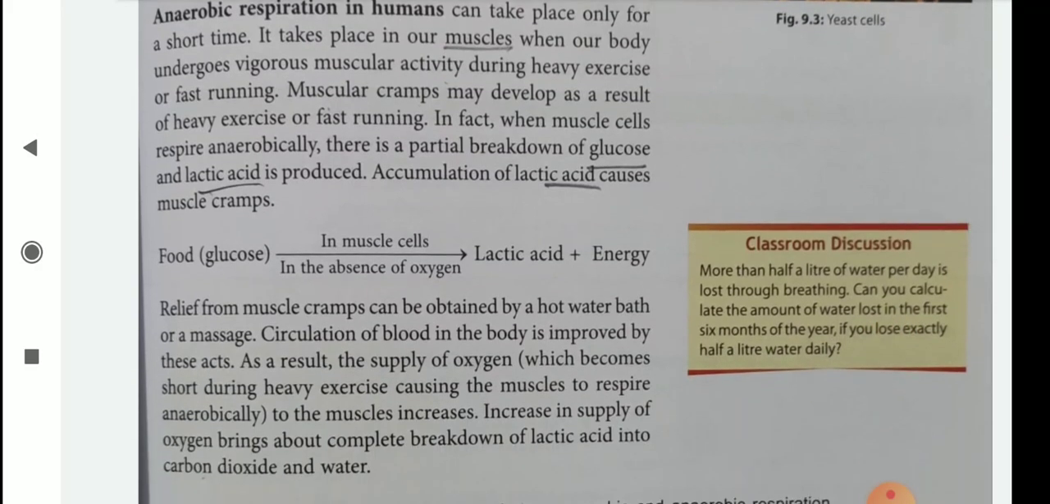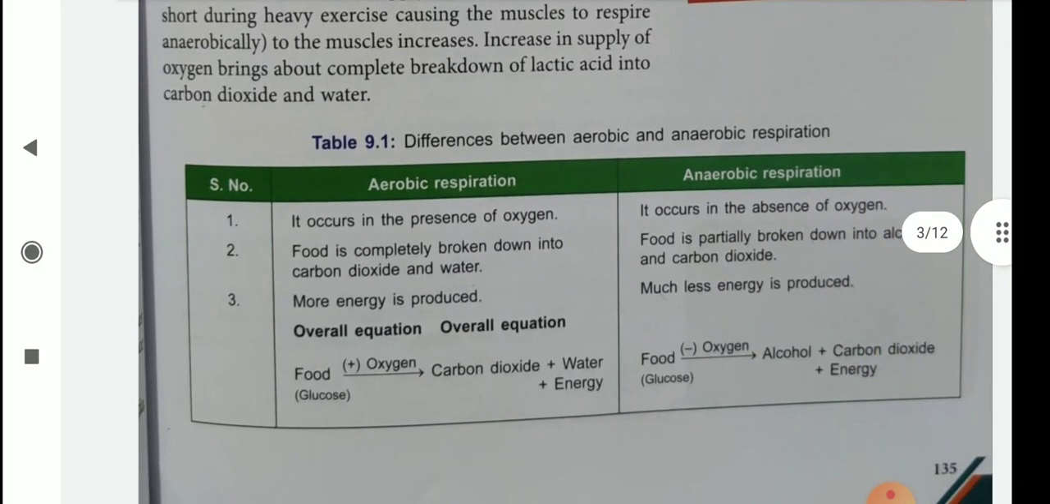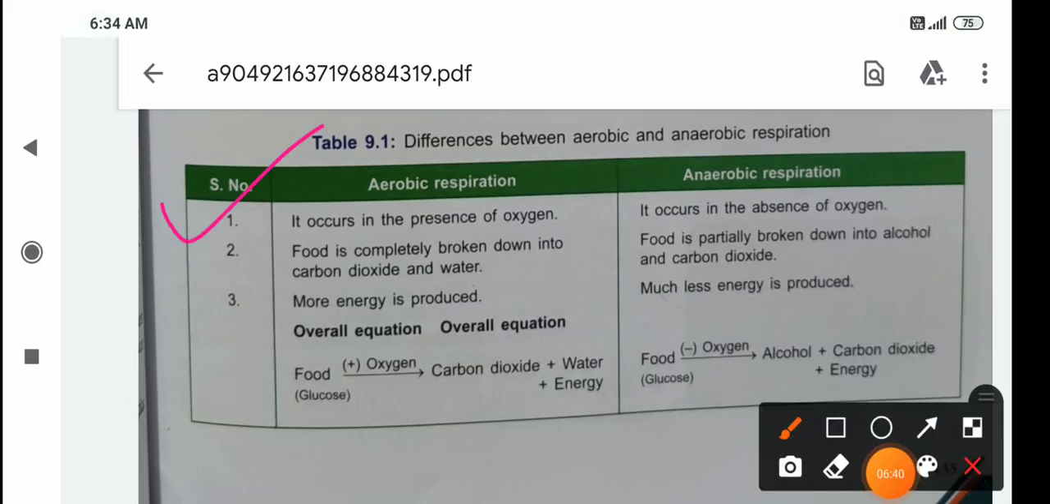So here the equation is given. Food means glucose in muscle cells. In the absence of oxygen, it gives lactic acid plus energy. Okay. Here children, you see the difference between aerobic respiration and anaerobic respiration is given in your book. You remember. Okay, practice this difference.